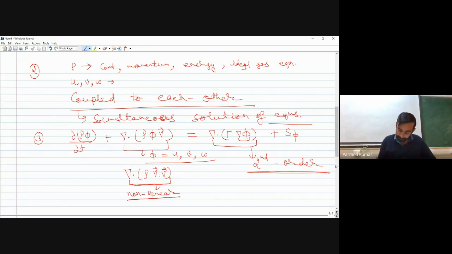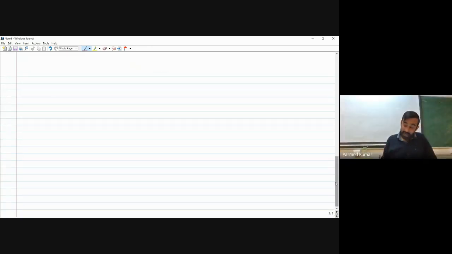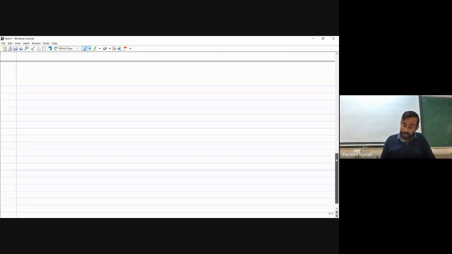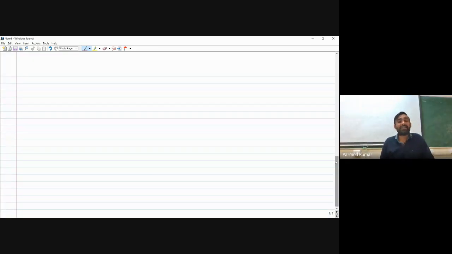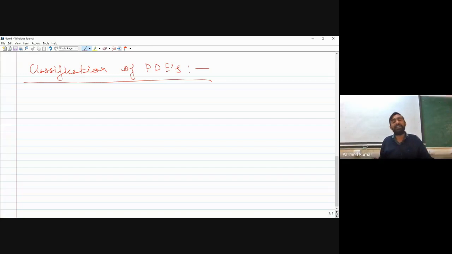Okay, sir. So now what I was telling is that the majority of these equations, or almost all our governing equations, take the form of PDEs, partial differential equations. So what we have to do is the classification of PDEs. We should know the concept of classification of PDEs, and we should also know the nature of the governing equation which we are considering.